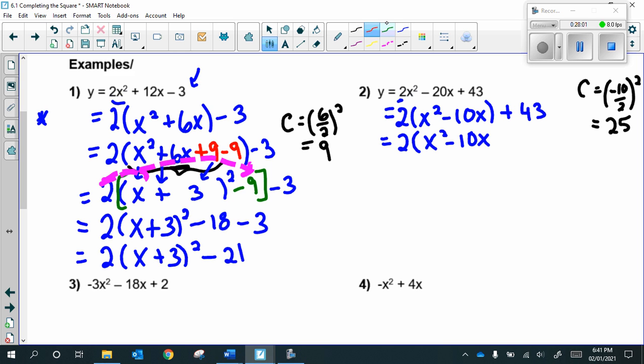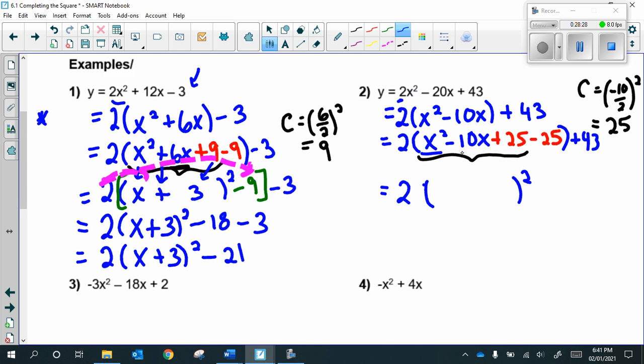So to create my perfect square, I'm going to have to add 25, and then I'm going to have to subtract 25. That is all done inside that bracket. And don't forget about 43. 43 is still there. My first 3 terms have become a perfect square. So when I write this out, I'm going to have 2.